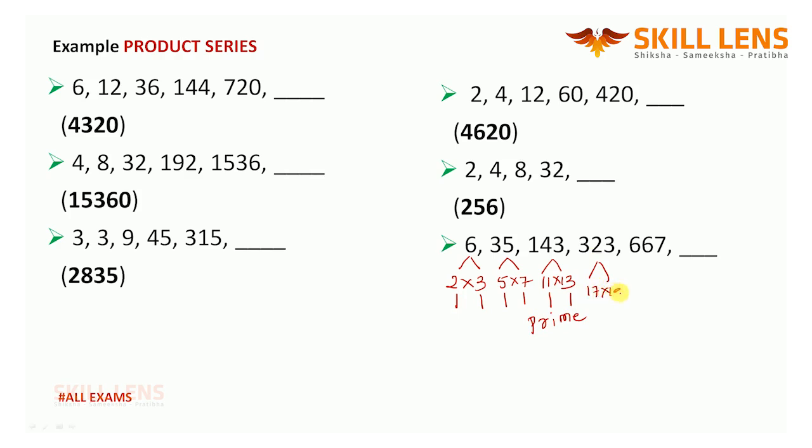Okay, so next must be what? 17 into 19. Okay, next has to be what? The consecutive prime numbers. So 23 into 25 is not a prime, 27 no. So 29. Okay, next has to be what? Next prime numbers. 31 is a prime? Yes. 33? No. 35? No. 37 is a prime? Yes. So the next result is going to be 31 into 37.